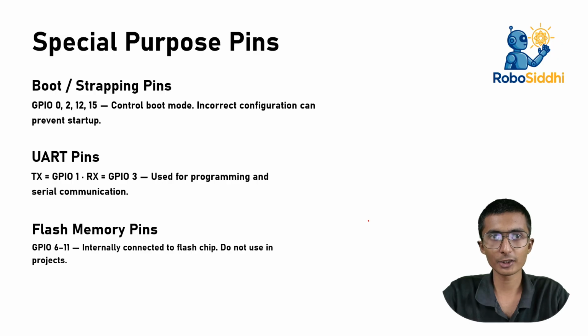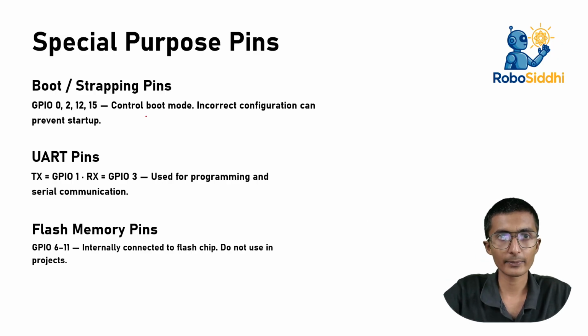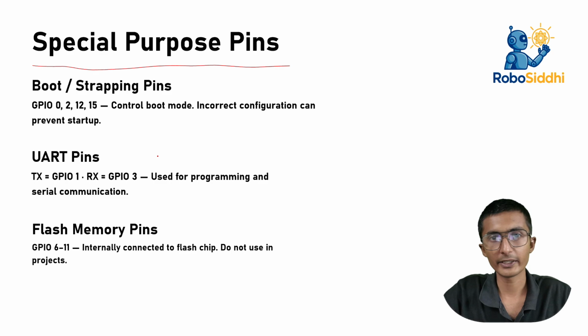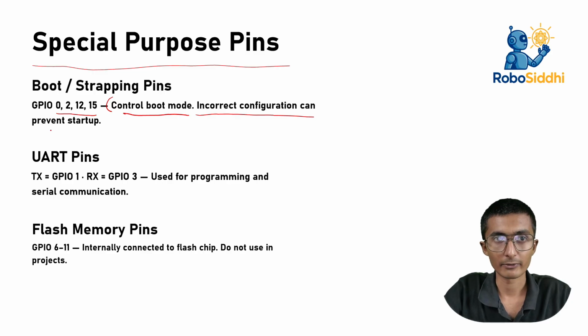There are special purpose pins. What do we mean by special purpose? They are basically pins that are helpful for some special kind of purpose. First of all, we have to boot, we have to start our ESP32. For that, we have boot pins, which are 0 to 12 and 15. They are controlling the boot mode, and incorrect configuration can prevent startup.